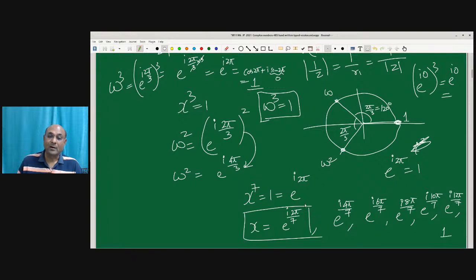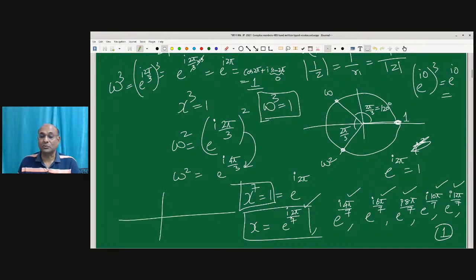How many roots did I get? 1, 2, 3, 4, 5, 6, and of course our usual 7. This has 7 roots. I found all of them. All of them are making angles like 2 pi by 7. What is 2 pi by 7? It will be some angle here. Then the next one will be somewhere there, right? 4 pi by 7 will be somewhere there. Then somewhere there. Like that you will get.